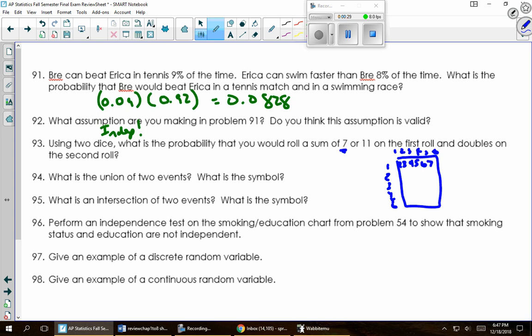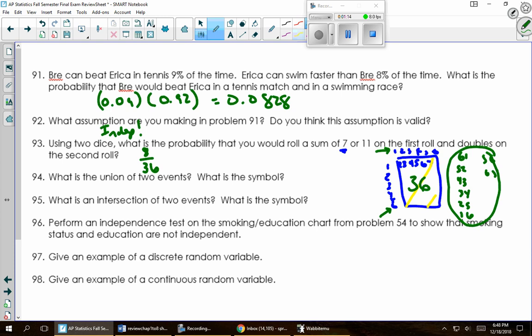So if you think about this, the ways to get a 7 are going to be right here with 2 things right here. So it's a 6 and a 1. That's hard to read. Oops. It could be a 6 and a 1, a 5 and a 2, a 4 and a 3, a 3 and a 4, a 2 and a 5, or a 1 and a 6. And then an 11 is a 5 and a 6 or a 6 and a 5. So there are 6 times 6, 36 different possibilities in here, and 8 of them give me a 7 or 11 on the first roll. 8 out of the 36.